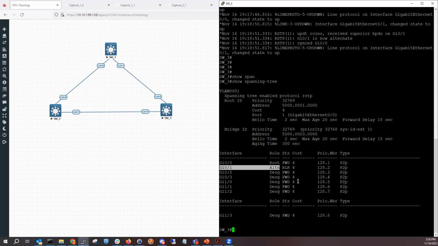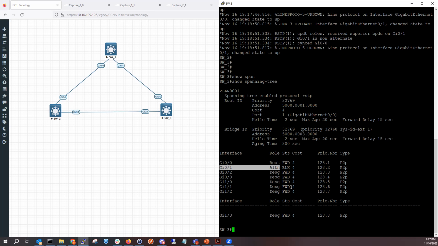But while the alternate port has its current role, on gigabit 0/1, we don't want to create a loop. So we want to make sure we are not passing traffic through that port. But it is on standby. So that alternate port needs to be in a blocking state, so it's not receiving any packets, any BPDUs, et cetera. So that is the review.